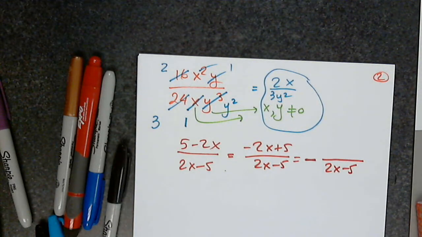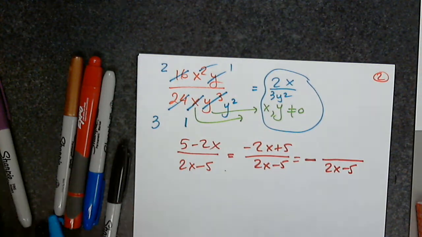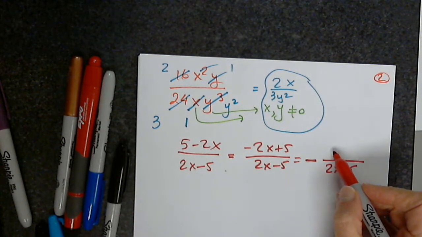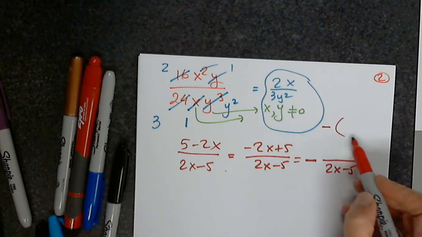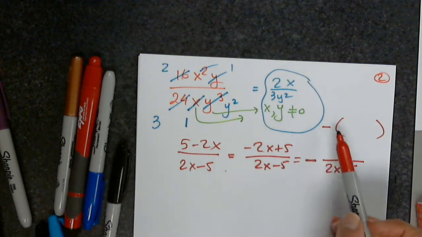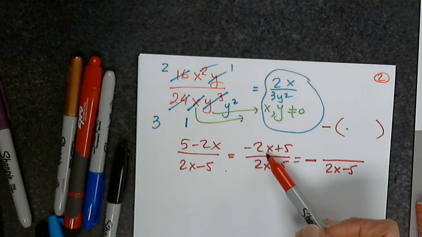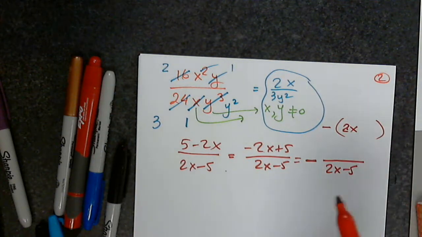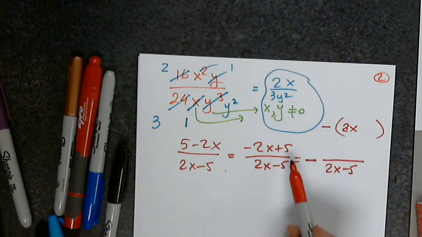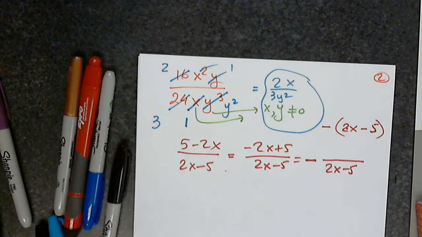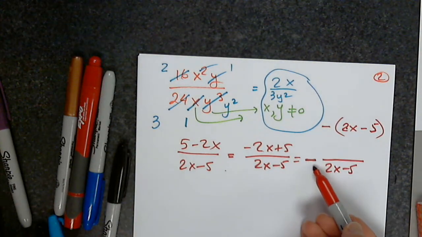After I factor out negative 1 at the top, what should I get left in the numerator? Careful. After I pull out a negative 1, what is left in parentheses? 2x. So negative 1 times the quantity is negative 2x. Which quantity? Good. Negative 1 times another quantity has to give us positive 5. Oh, negative 5. Right. Is that clear? Yes. And now this minus can go in front of the fraction line.